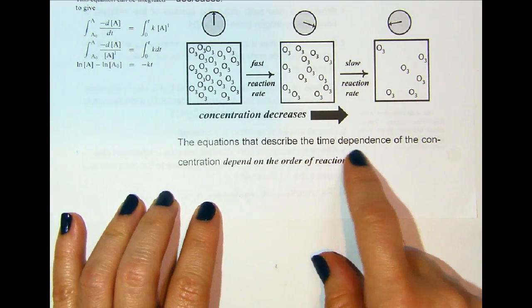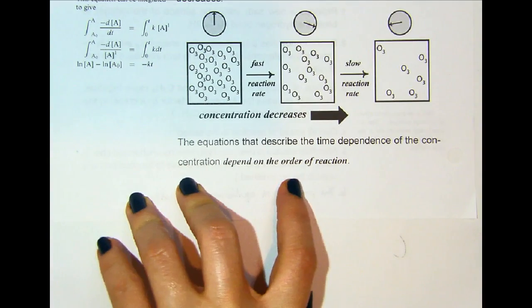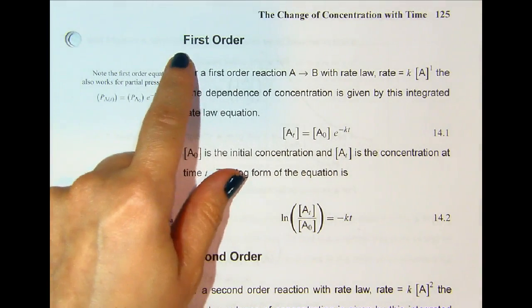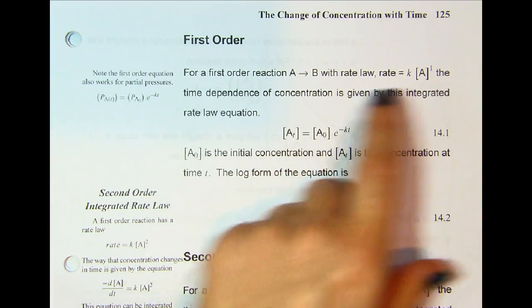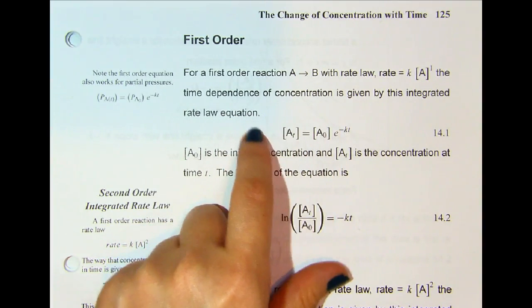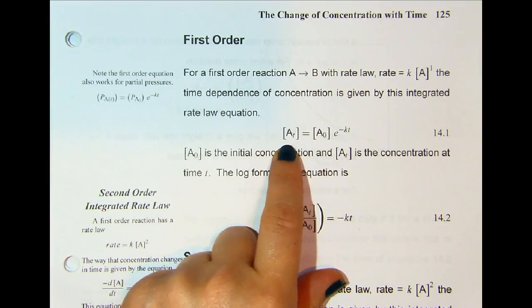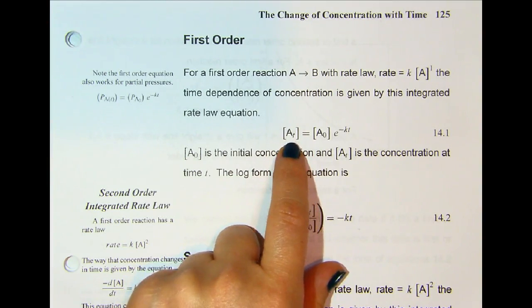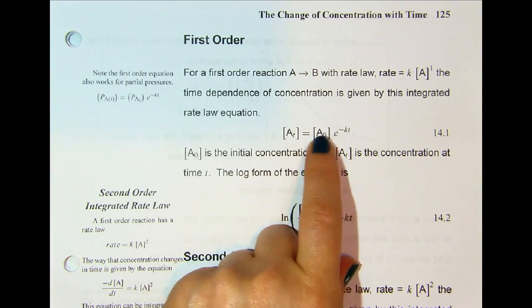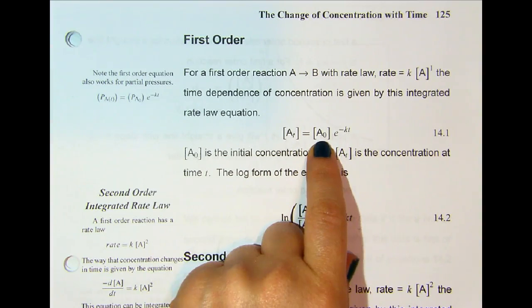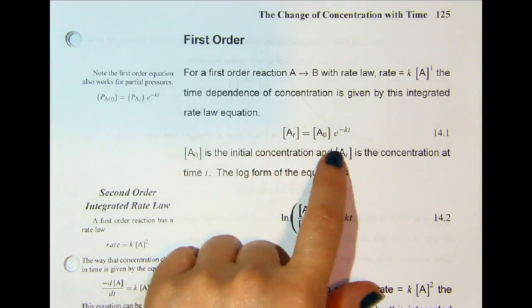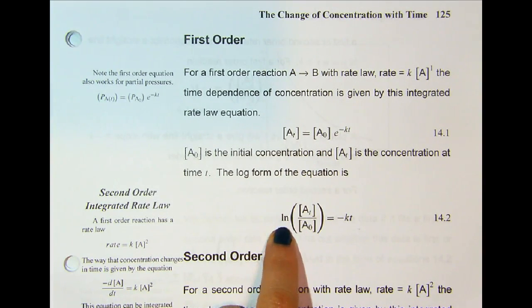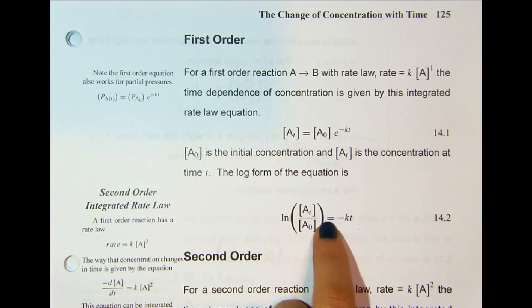The equations that describe the time dependence of the concentration depend on the order of the reaction. For a first order reaction, A to B, with a rate law of rate equals k times [A] to the first order, the time dependence of concentration is given by this rate law equation. The concentration after a time t goes by is equal to the original concentration at the beginning of the reaction, e to the negative k, the rate constant, times the time. If we take the log of both sides of this equation, we would get this one. The log of [A]t over [A]0 is equal to negative kt.